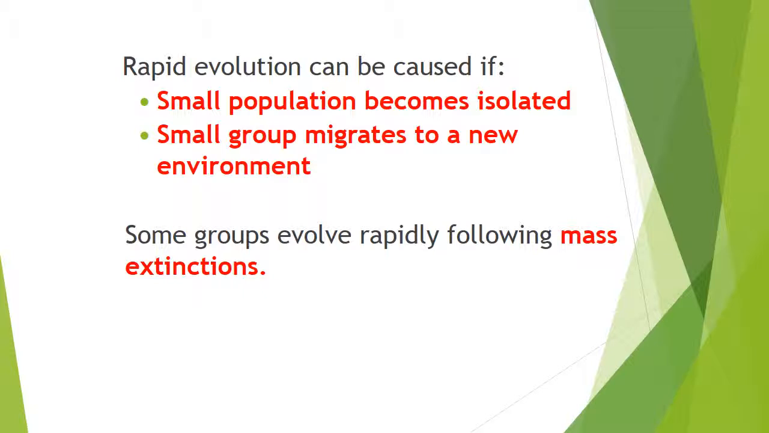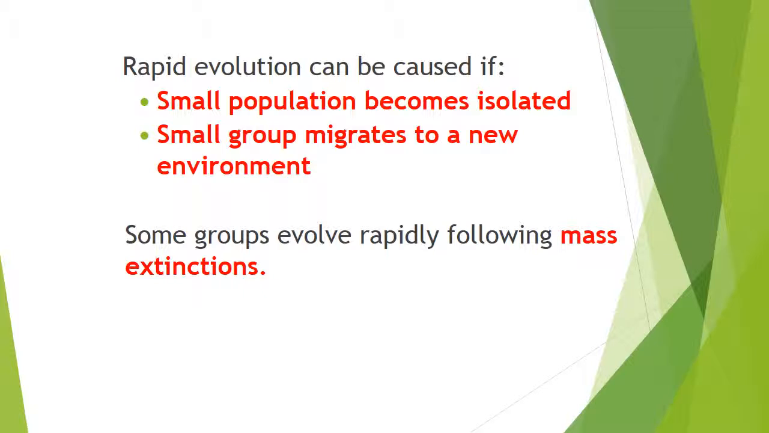So if we took a group of students and stuck them on an island, those humans would have to evolve quickly to adapt to that island environment. But remember, it wouldn't happen in their lifetime. It would happen over the course of hundreds or thousands of years if they survived that long. Rapid evolution also happens in small groups that migrate to new environments. So again, same idea there.